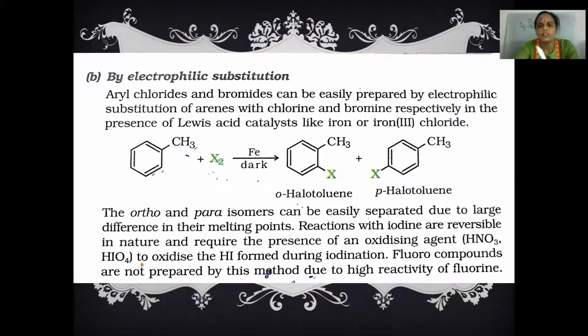Because here you see in para halo, suppose I take a compound methyl benzene, that is toluene. Toluene, when treated with X2, that can be chlorine or bromine, with iron in the dark, results in giving you a mixture of orthohalotoluene and parahalotoluene respectively. And the para product is always the major product formed during the reaction. And they can be separated. The mixture of ortho and para isomers can be separated due to their large difference in melting points.